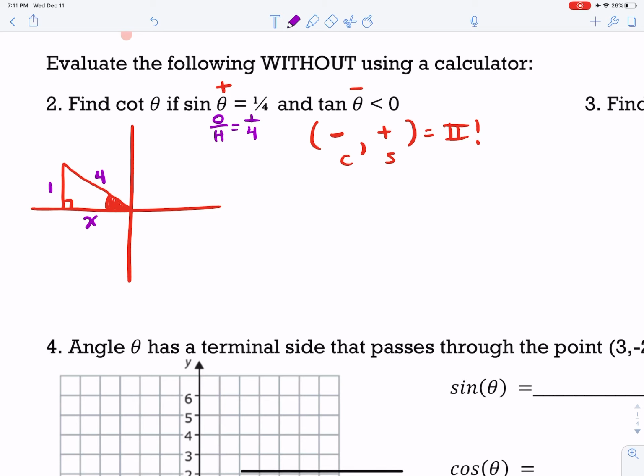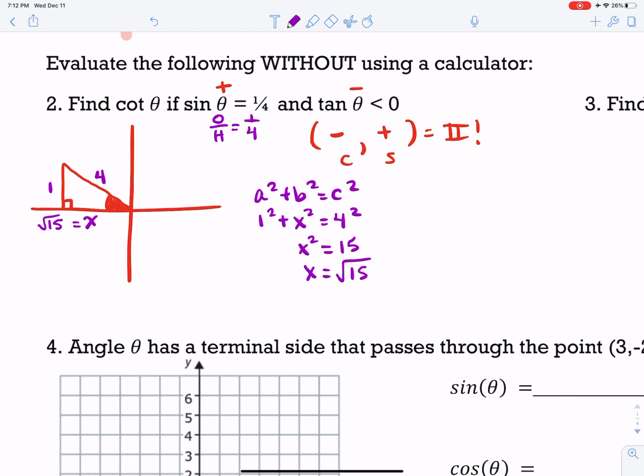I'm going to name that x because that's the x distance. And then you can use the Pythagorean theorem to solve it. A squared plus b squared equals c squared. We have 1 squared plus x squared equals 4 squared. So x squared equals 4 squared, which is 16, minus 1 squared, which is 1, is 15. And so x equals the square root of 15. It does not simplify. And I'm going to add that to my diagram. And so I now know what the A, the O, and the H are.